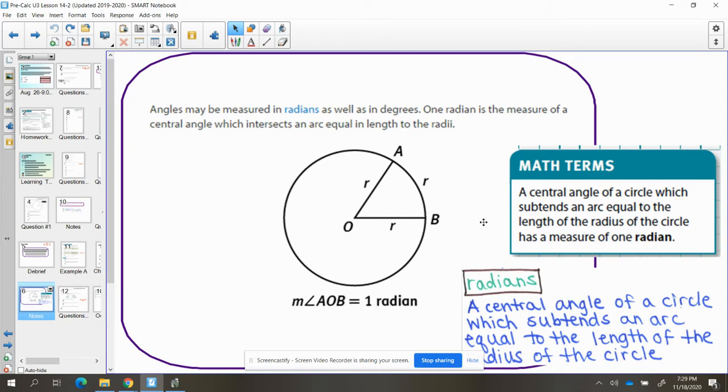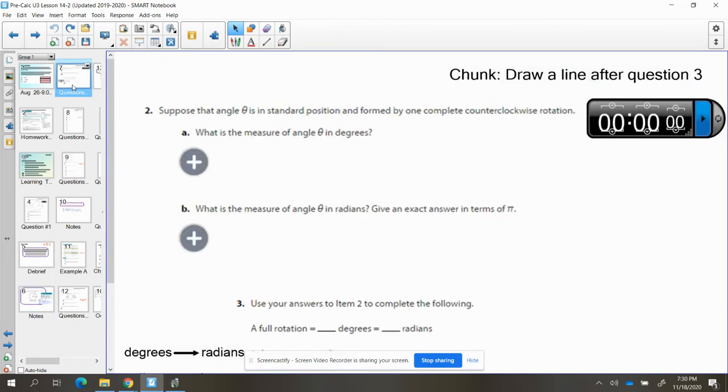So the reason that we're talking about that is to talk about the overall idea of a radian. A radian is the central angle of a circle which subtends an arc equal to the length of the radius, and it has the central angle of 1 radian. It's that special relationship between the radius and the circumference of a circle where the radian comes from, and that's illustrated here.